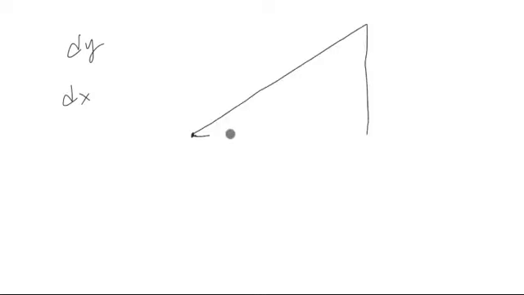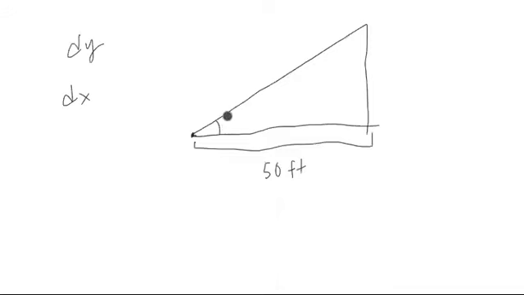Let's take a look at how these little differential symbols, dy and dx, can be useful sometimes for measurement purposes. For instance, suppose you're trying, with some instruments, to measure the height of a building, and you know your distance away from the building is 50 feet. And suppose your angle right here is 20 degrees.